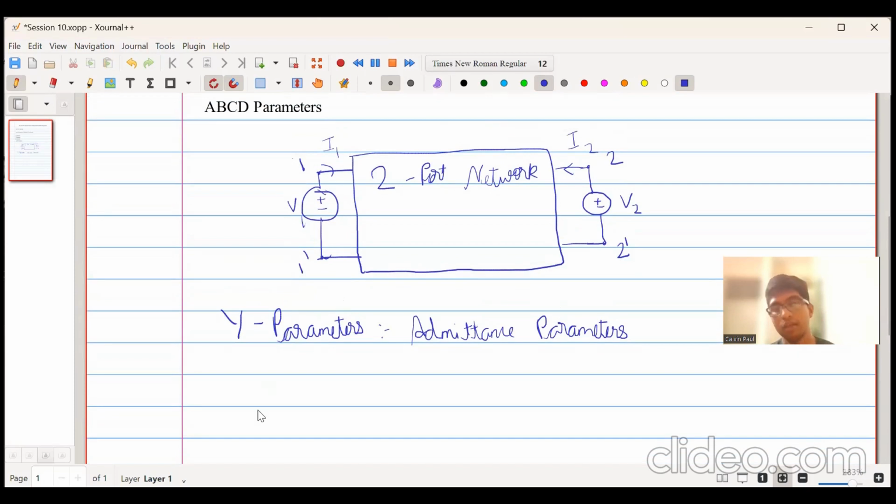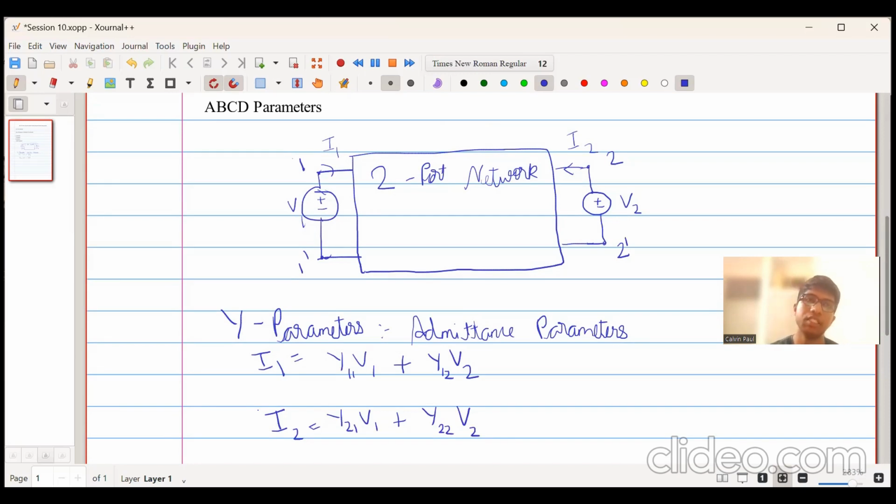So in that we write the current I1 in terms of the voltages at the ports of the network. So I1 is equal to Y11 into V1 plus Y12 into V2. Similarly, we can write I2 to be equal to Y21 into V1 plus Y22 into V2. So these are the equations of the current, and they are represented in terms of the voltages of the port.